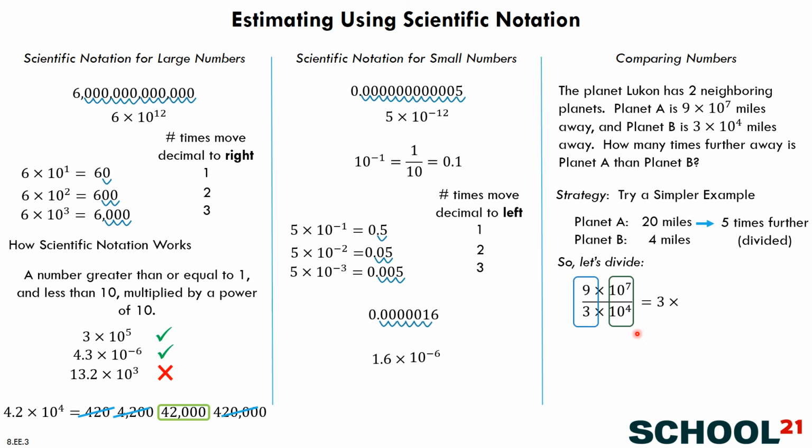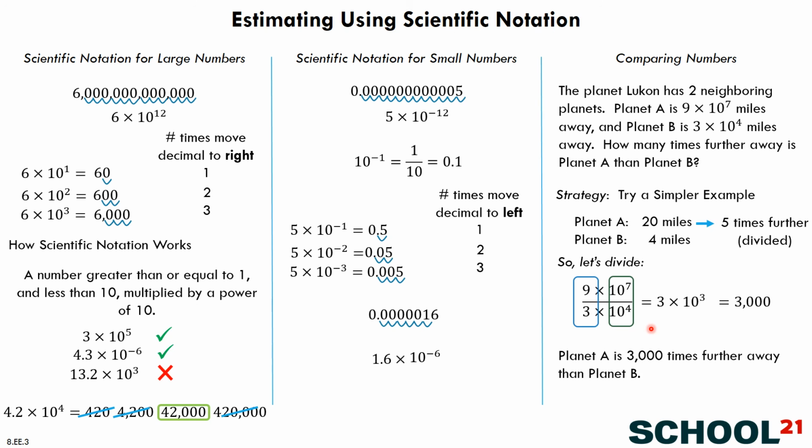Now this is where it makes it so easy. 10 to the 7th divided by 10 to the 4th. Remember, with exponents, when you divide, what do you do with those exponents? You subtract. So what's 7 minus 4? 3. So that's your answer. It's just 3 times 10 to the 3.